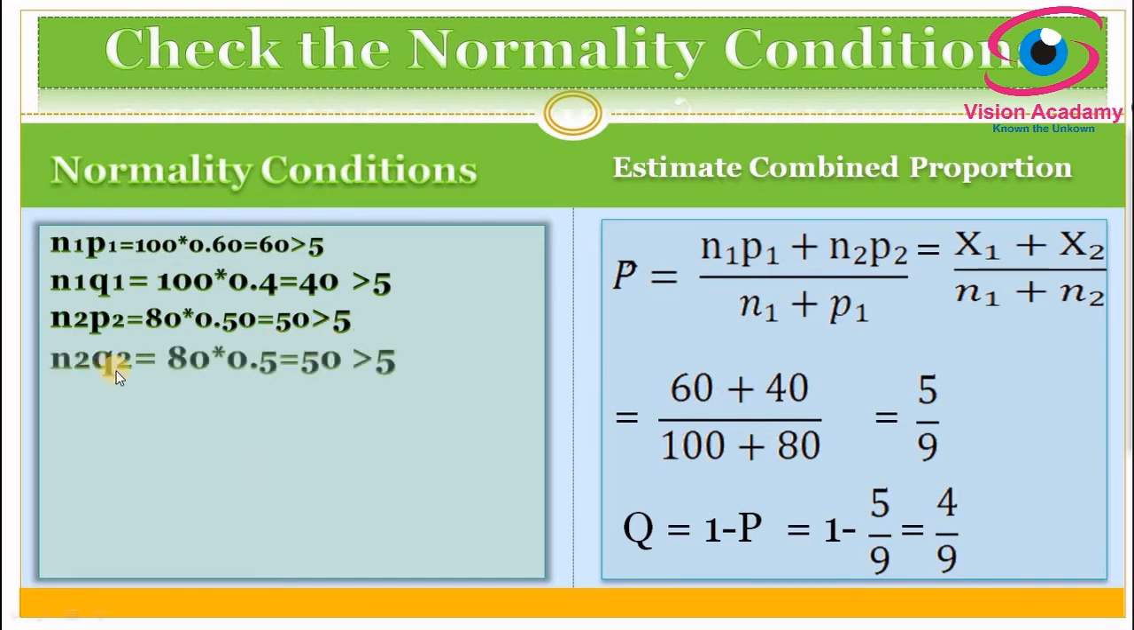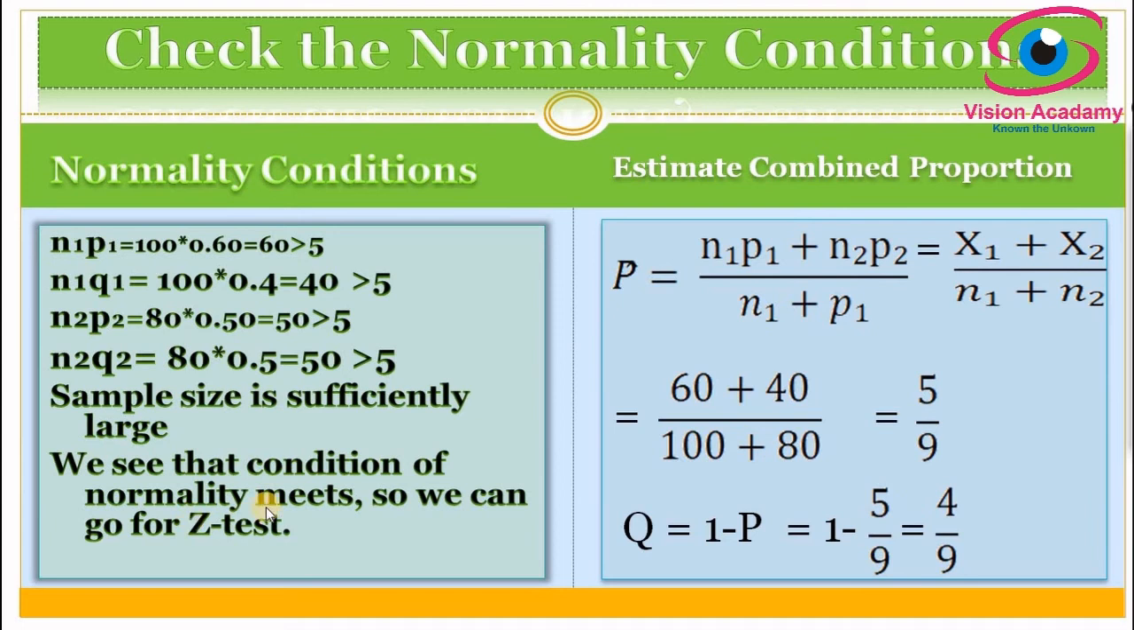So for n2 q2 also, we can take 80 as the sample size, and the remaining proportion, 1 minus p, would be q, 0.50, same thing. So 80 into 0.50 is 50, which is also greater than 5. What we are seeing is that all these four, n1 p1, n1 q1, n2 p2 and n2 q2, are greater than 5. So the sample size is sufficiently large, and we see that the condition of normality is met. So we can go for the Z test.